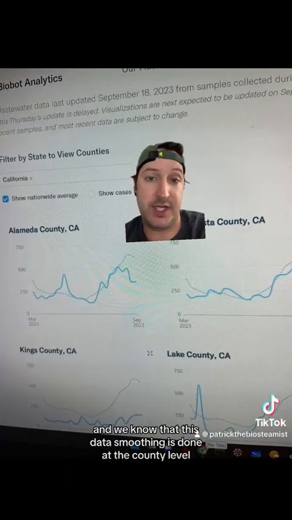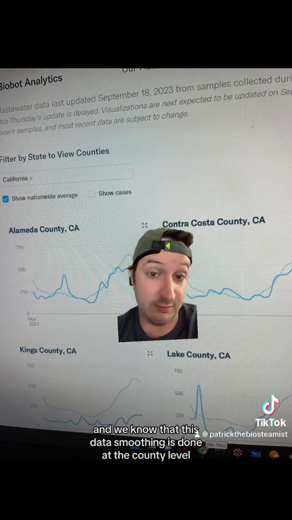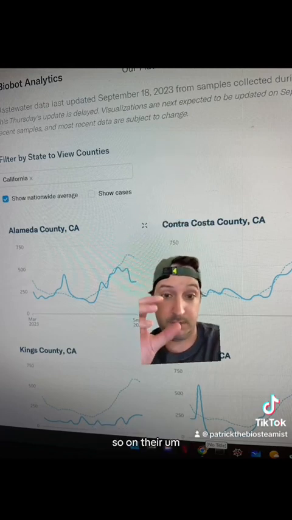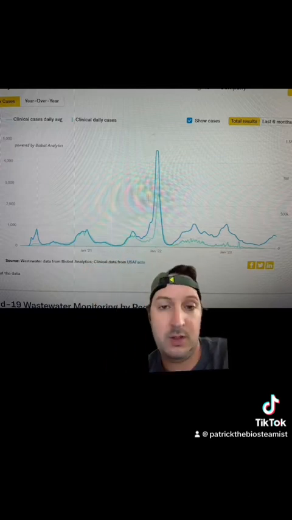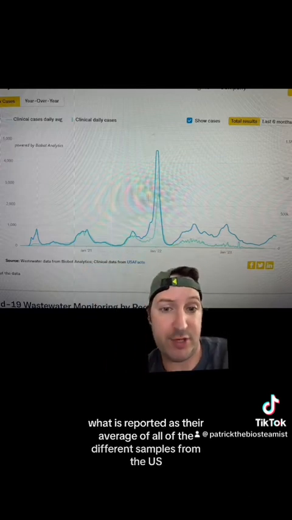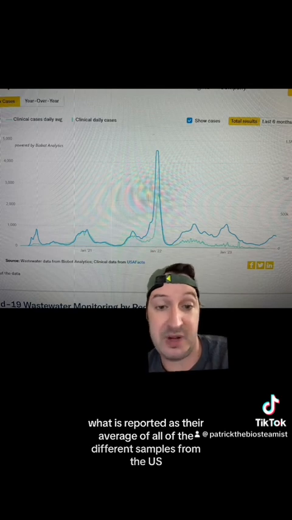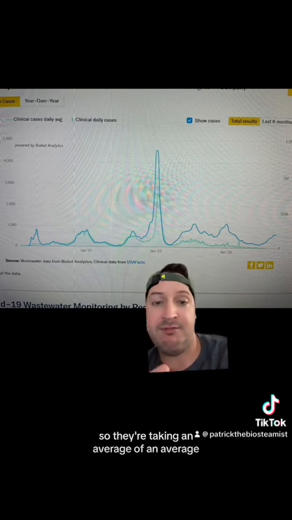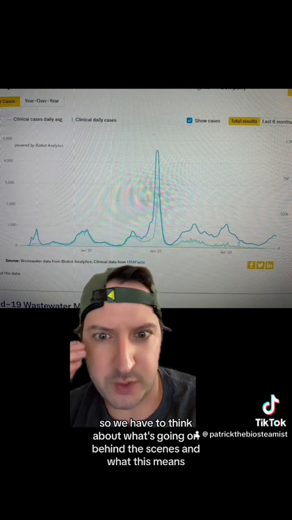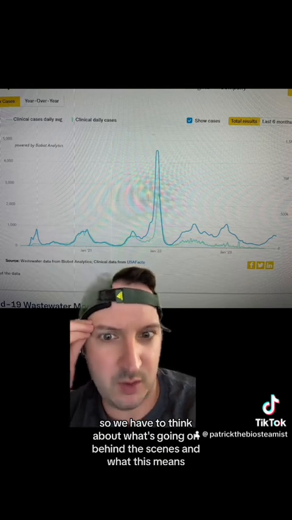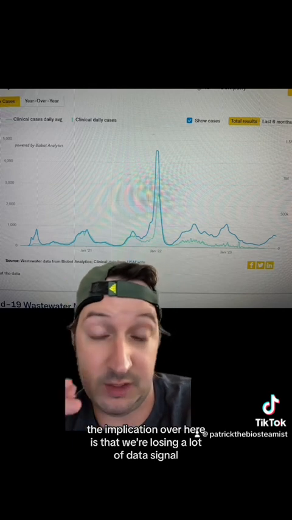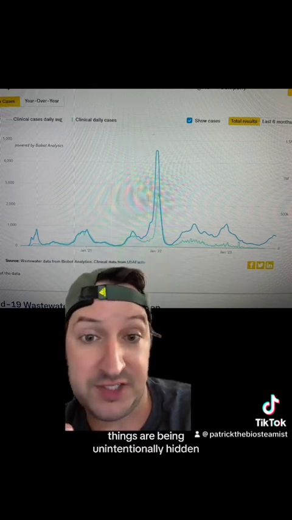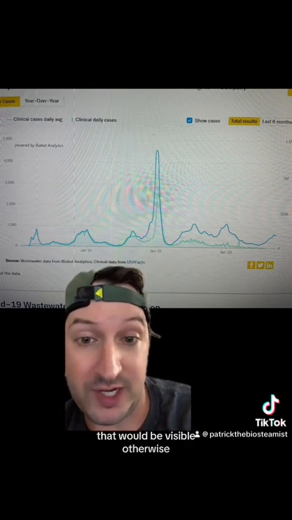And we know that this data smoothing is done at the county level, so on their segmented data pool, in addition to on their overall data pool, what is reported as their average of all of the different samples from the US. So they're taking an average of an average. So we have to think about what's going on behind the scenes and what this means. The implication over here is that we're losing a lot of data signal. Things are being unintentionally hidden that would be visible otherwise.